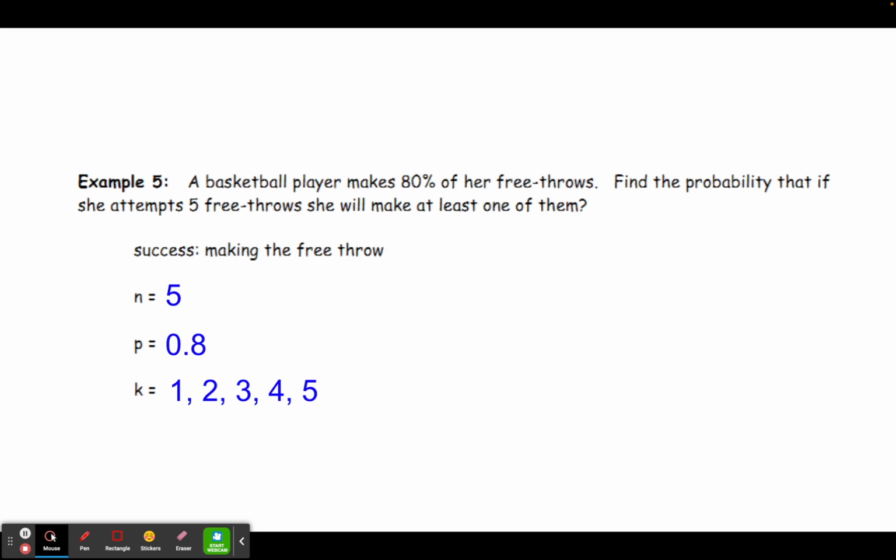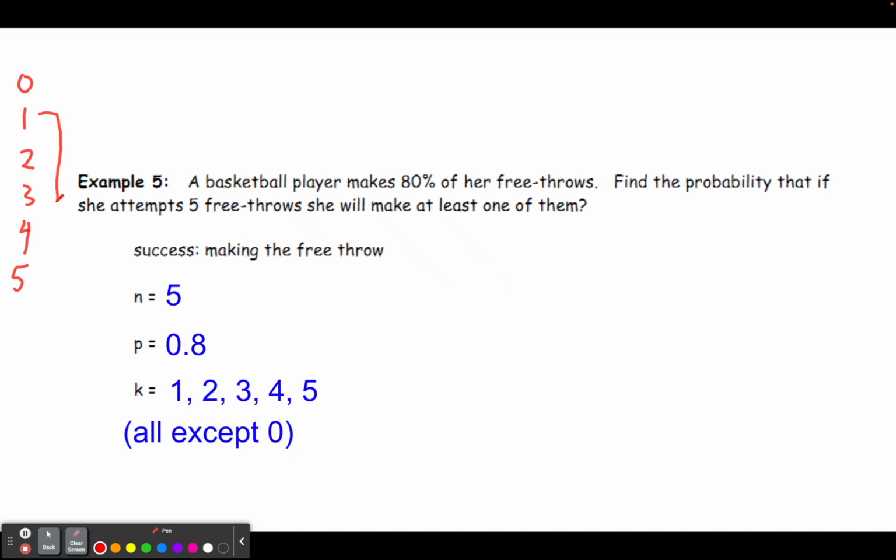Now you can do all 5 of those calculations and add them, or you might notice that this is all of the possibilities in the sample space except for one possibility. And the only one that we're not including here is the case where she makes none of her free throws. So we know that for the entire sample space, all of these probabilities have to total 1. So again, I could calculate the probability that she makes none of them, or 1, or 2, or 3, or 4, or 5. And I know that all 6 of these probabilities added together total 1.